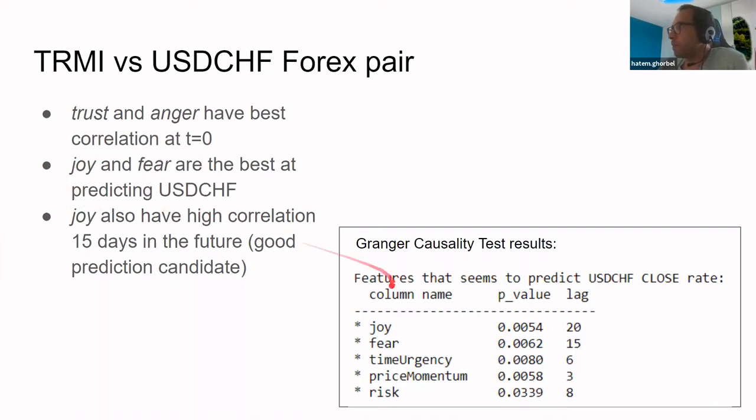After that, we found that we have some features that are correlated. Joy and fear are the best correlated with this dollar Swiss franc pair. We have also found this feature to be correlated at a lag of 20 days. For fear, it's a lag of 50 days. The best lag is the one that really represents the highest correlation or causality.